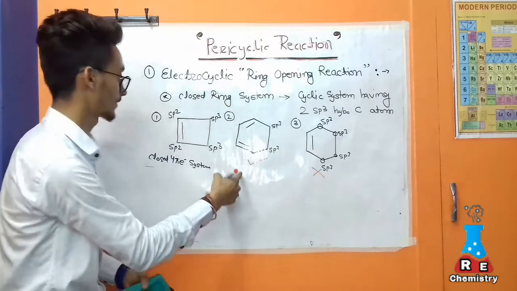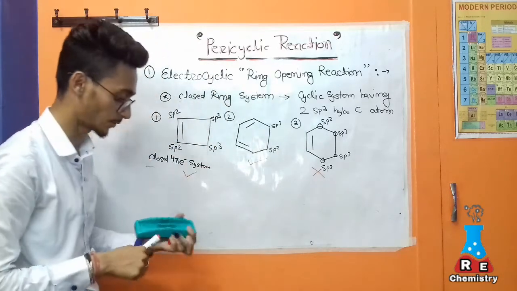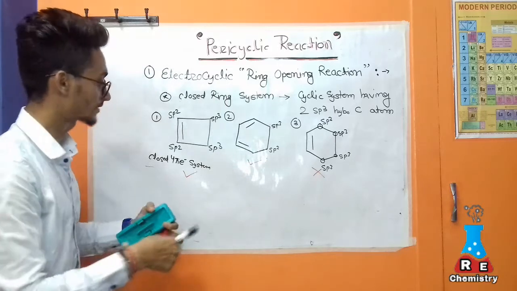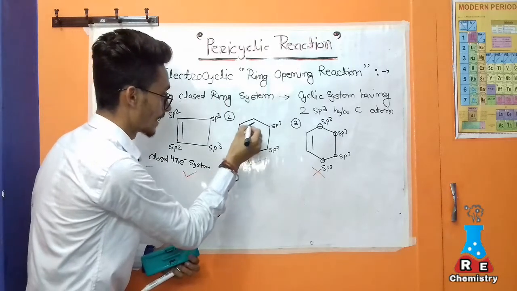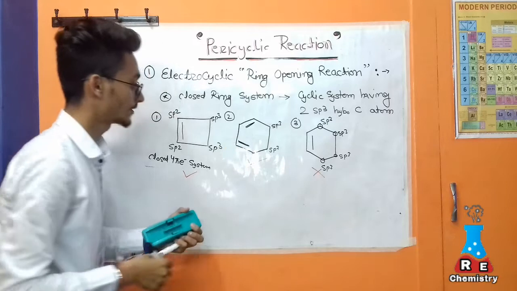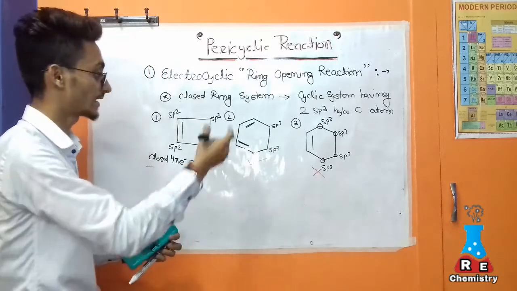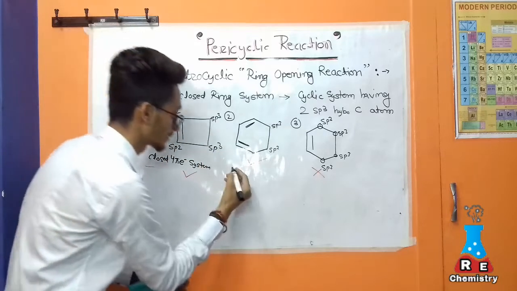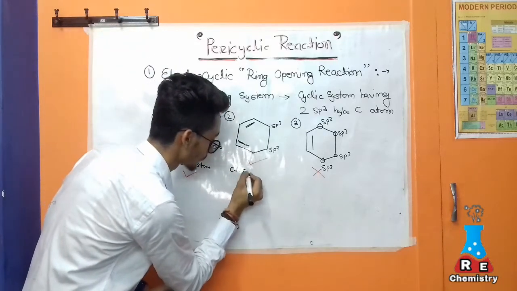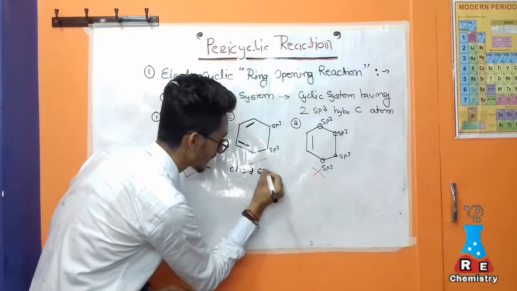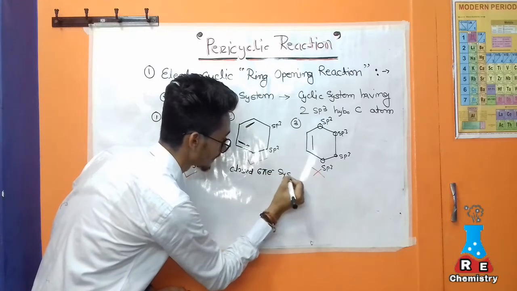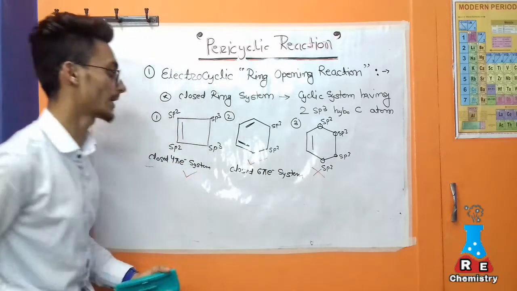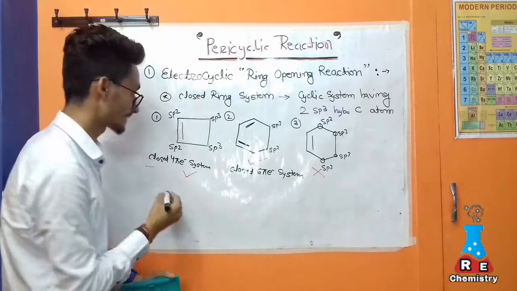The cyclohexadiene is an example of a closed ring system, and it has 2 pi bonds. It means 4 pi electrons, and it is formed from 1,3,5-hexatriene. So it is a closed 6 pi electron system.